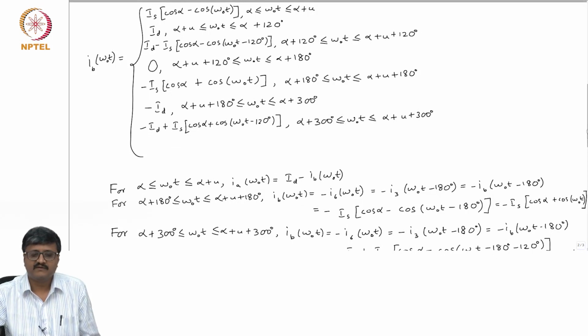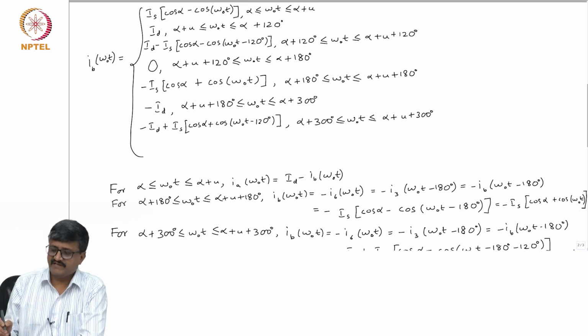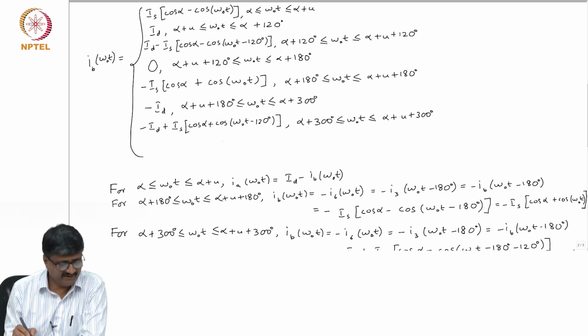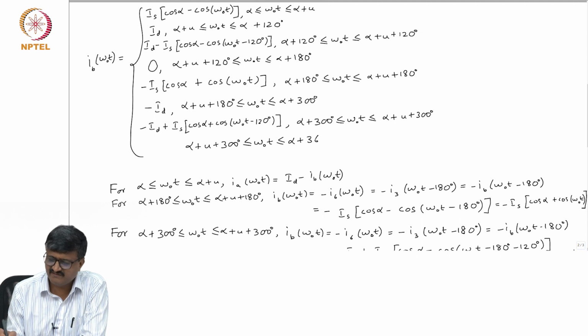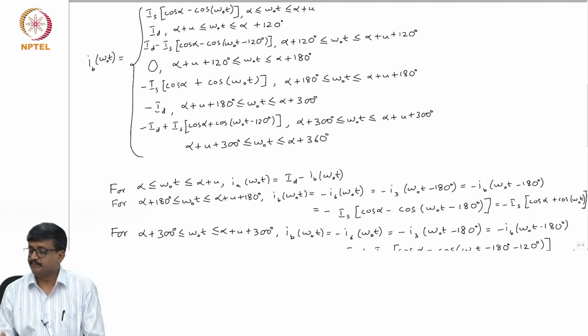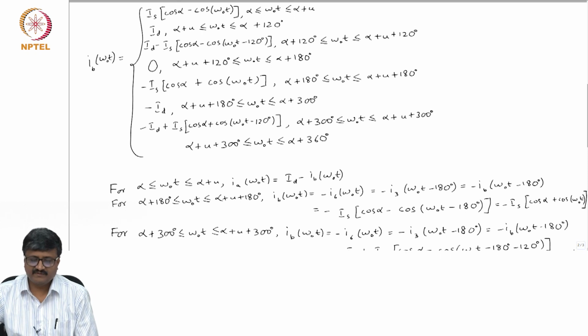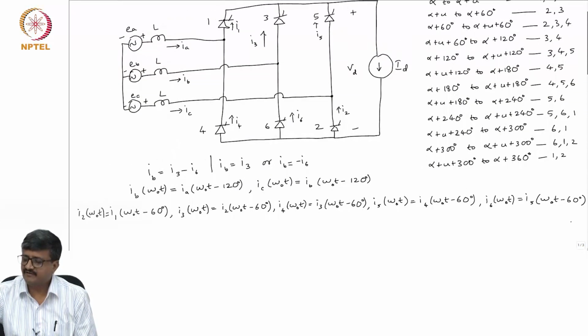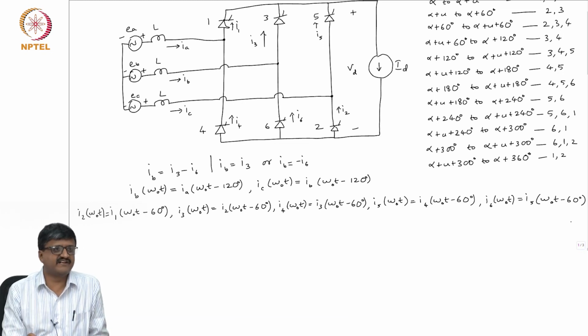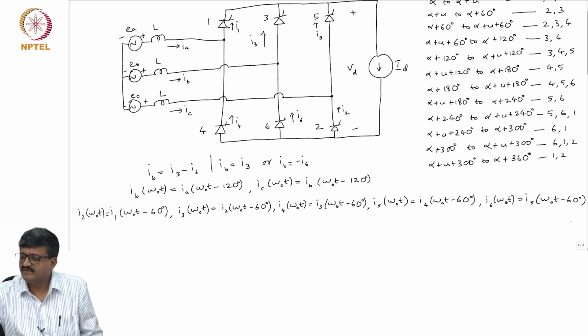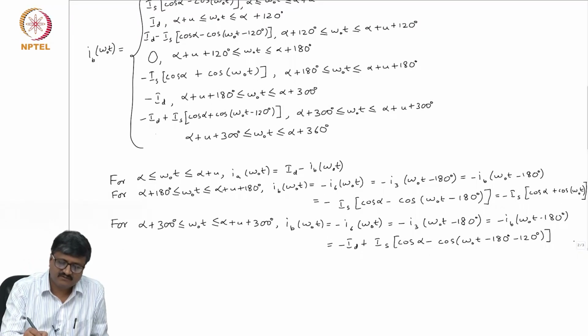Then, if I go to the next subinterval, it is alpha plus u plus 300 less than or equal to omega OT less than or equal to alpha plus 360 degrees. So, in this subinterval, alpha plus u plus 300 to alpha plus 360 degrees, valves 1 and 2 are conducting. So, neither 3 is conducting nor 6 is conducting. So, IB is 0.